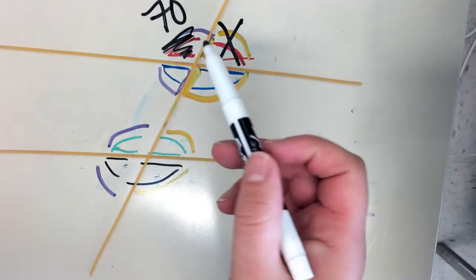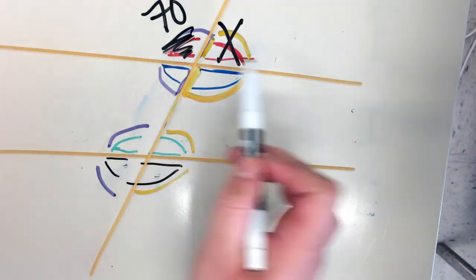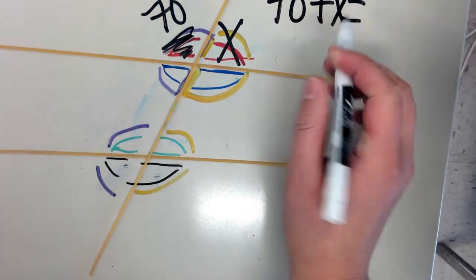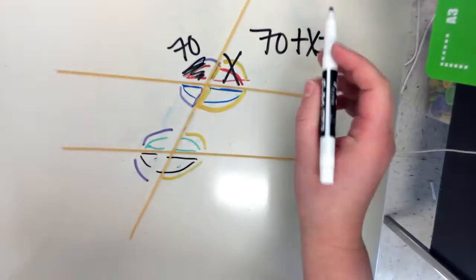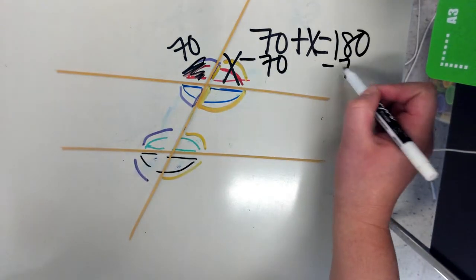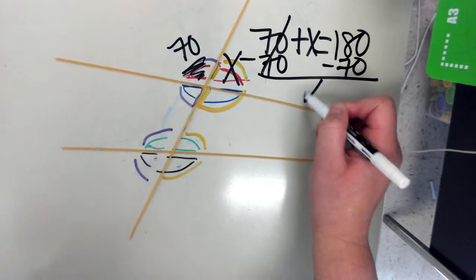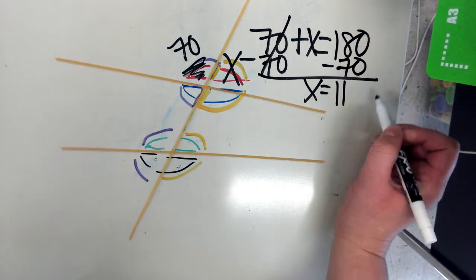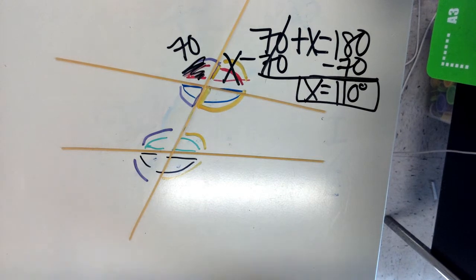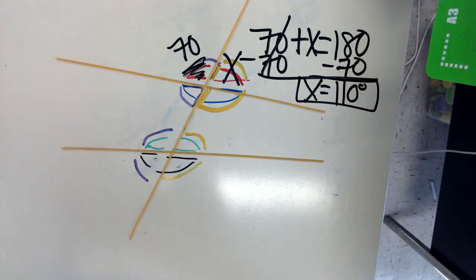Yeah, you could, right? Because we said, look, this makes a straight line. So 70 plus x equals 180, right? And if I subtract 70 from both sides, I've got x equals 110 degrees. So if you've got one angle on a straight line, you could find the others.